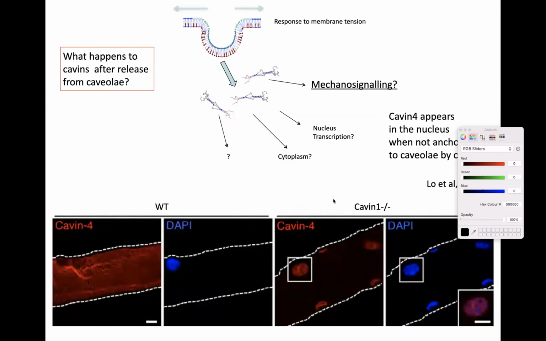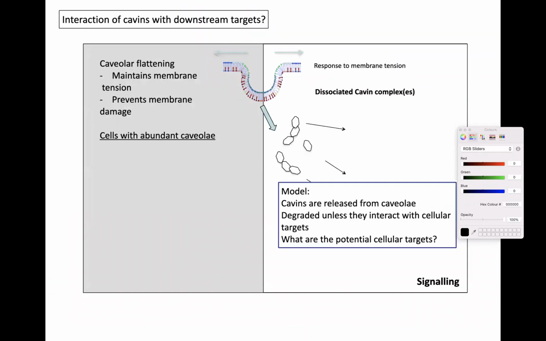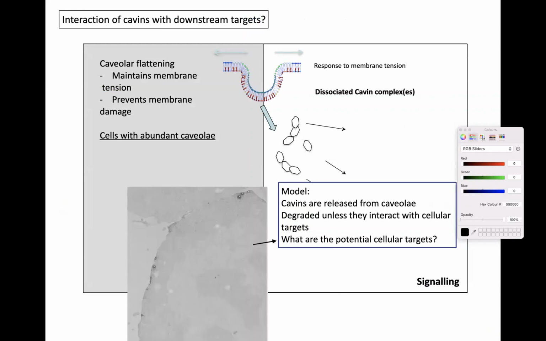But if we look at muscle fibers lacking cavin 1, where you have no caveolae anymore, and you don't have the anchoring of the cavin 4, now you see that the cavin 4 isn't on the surface, but it's in the nuclei. So is this reflecting something that would happen in a cell when caveolae disassemble in response to a physiological force? How is it getting there? What's it interacting with? And so that's the idea, that the cavins would interact with these targets inside the cell when the caveolae are disassembled.